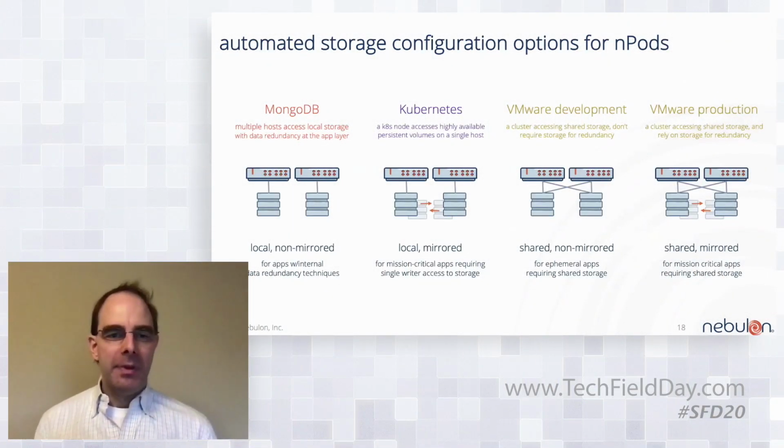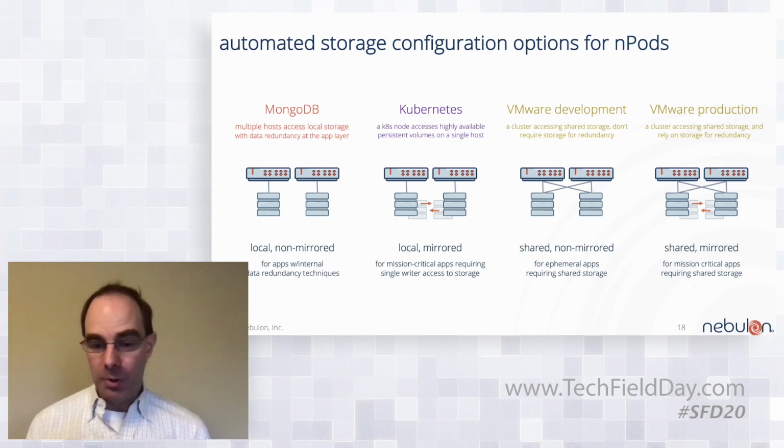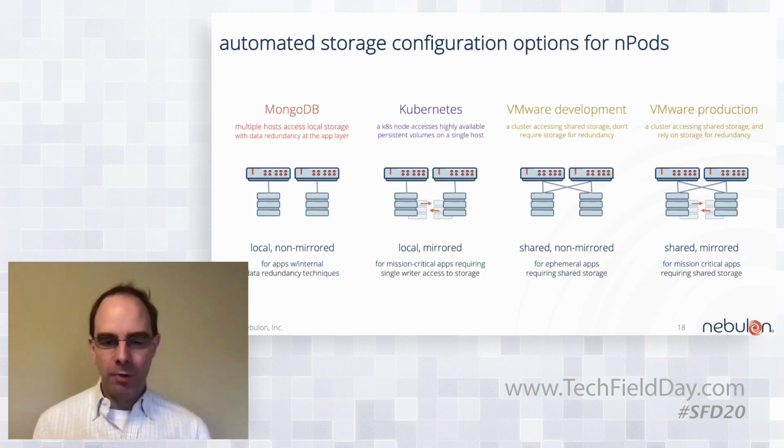And just to close out with an example of how the configurations can vary, we have a couple of examples here: Mongo, Kubernetes, and a couple of VMwares. For MongoDB, Mongo does its own data replication, and of course, access to storage is very important. So for MongoDB, you're going to want to configure your volumes so that compute and storage are on the same node. And you're not going to want to set up any mirroring because you'd just be wasting storage and money.